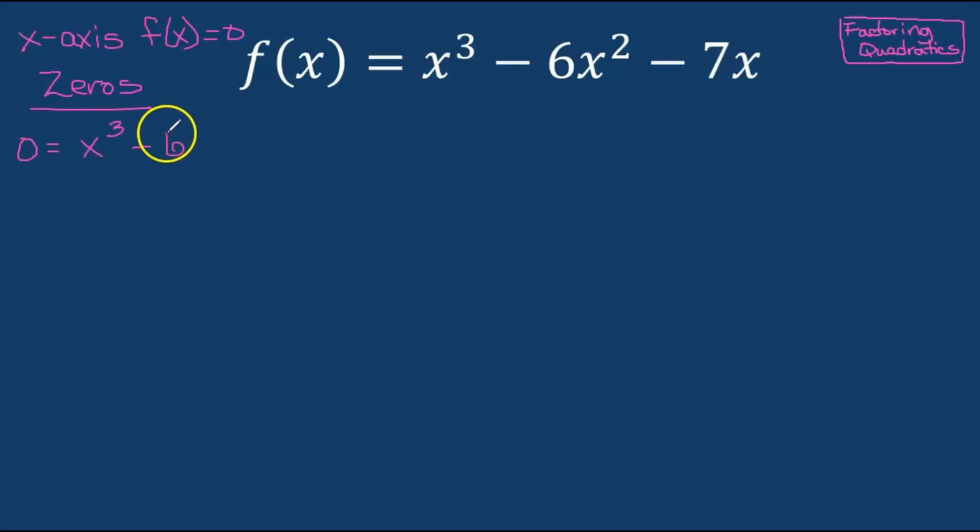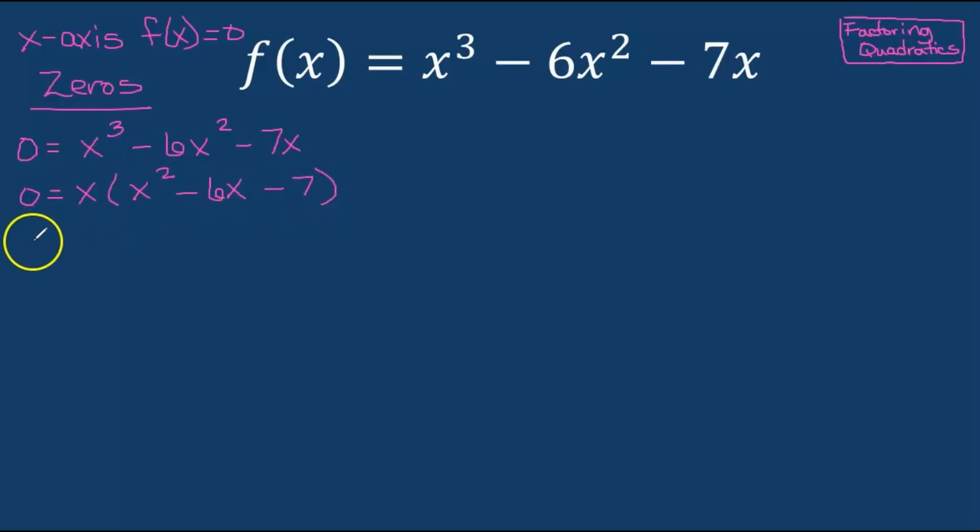Now, as I'm copying this equation down, I'm noticing that there is an x in every single term, and that this is not factoring a quadratic right now. Right now, it's a cubic. So I realize that I can actually take an x out of every single term and do a greatest common factor first. That's going to leave x squared here, minus 6x here, minus 7.